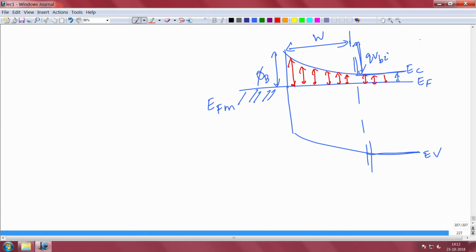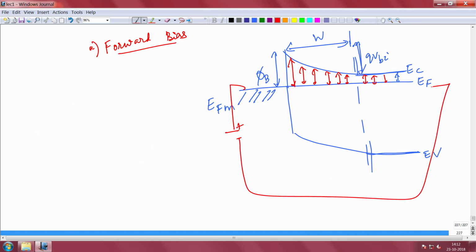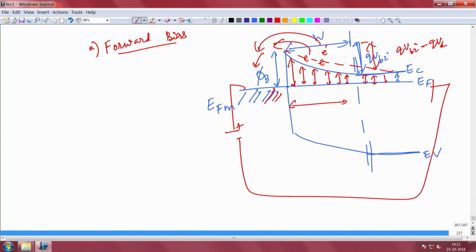So I told you whenever you apply a forward bias, it means you are applying a positive bias on the metal with respect to the semiconductor, in which case, in forward bias, electrons from the semiconductor will be transported over this barrier to the metal here, and this barrier will keep reducing by qVbi minus qVa, and the depletion width also will reduce by W minus some delta W, just like a PN junction, because the electrons are essentially coming over this barrier. Okay. So it depends on the energy that you are supplying, and also on the temperature, by the way.